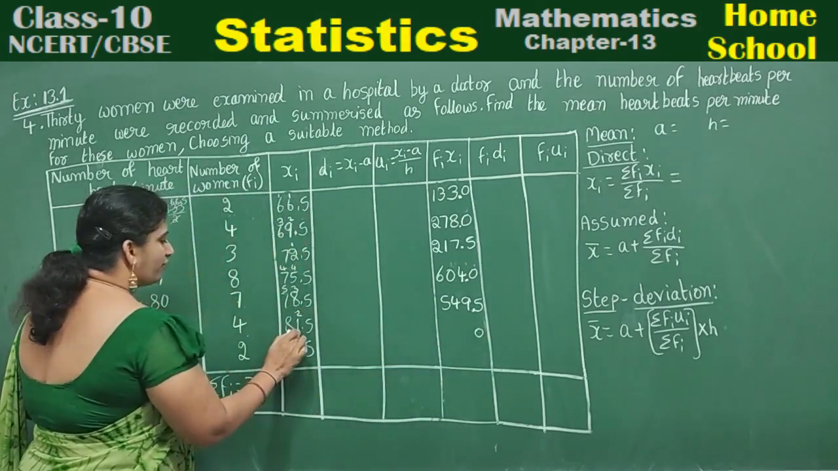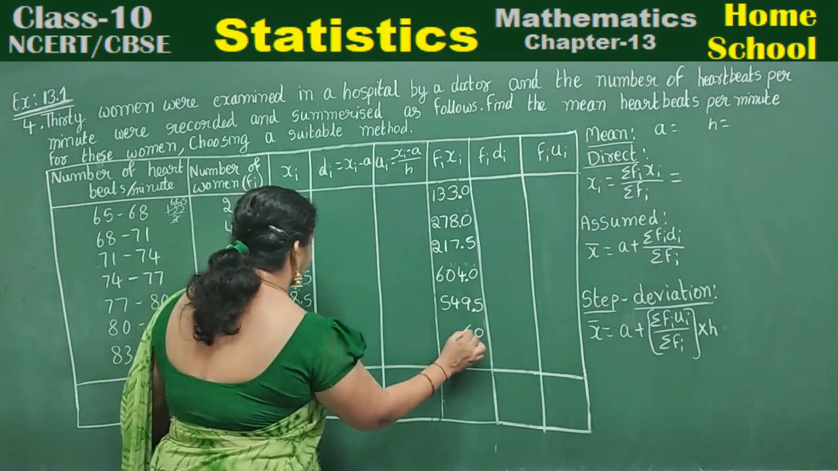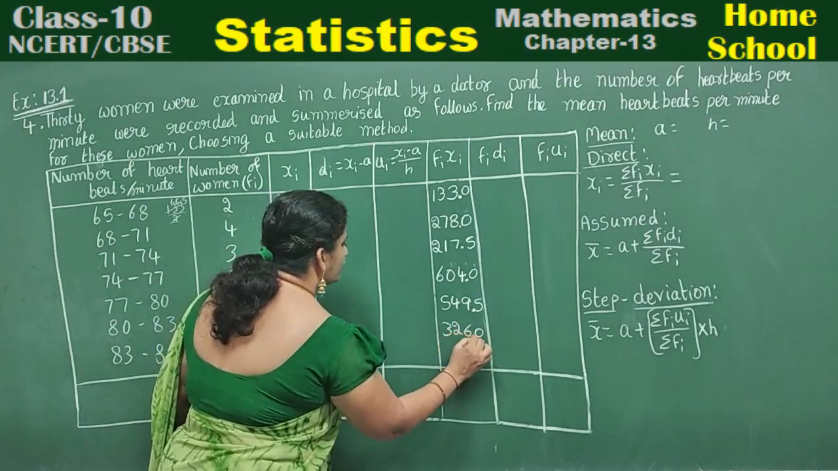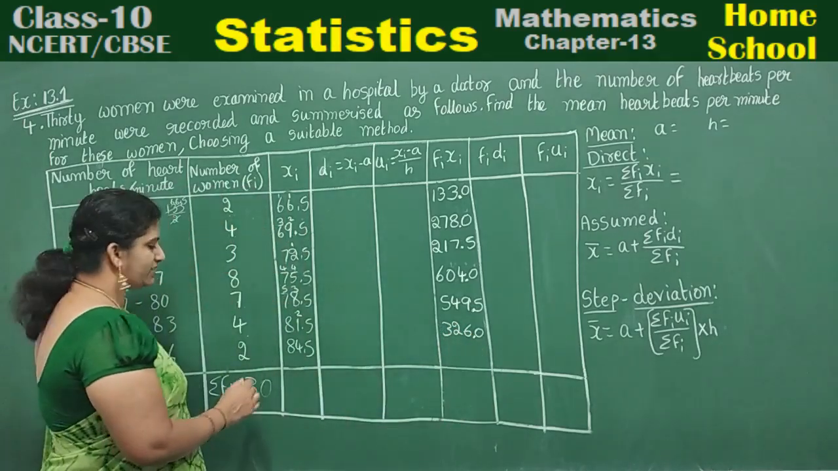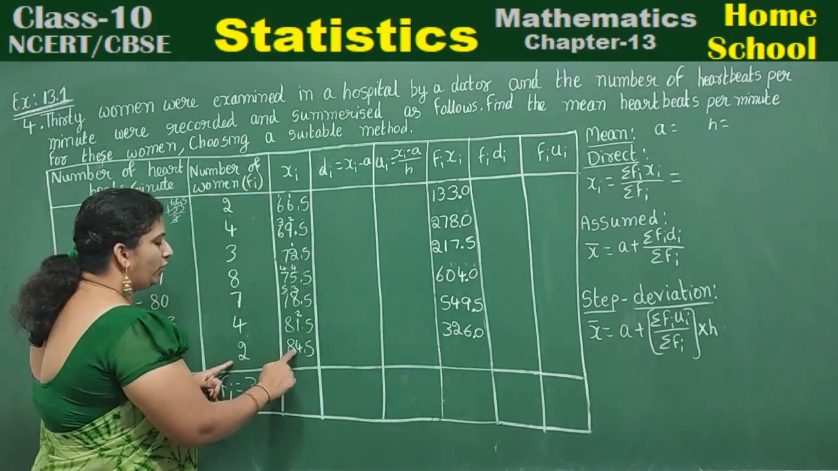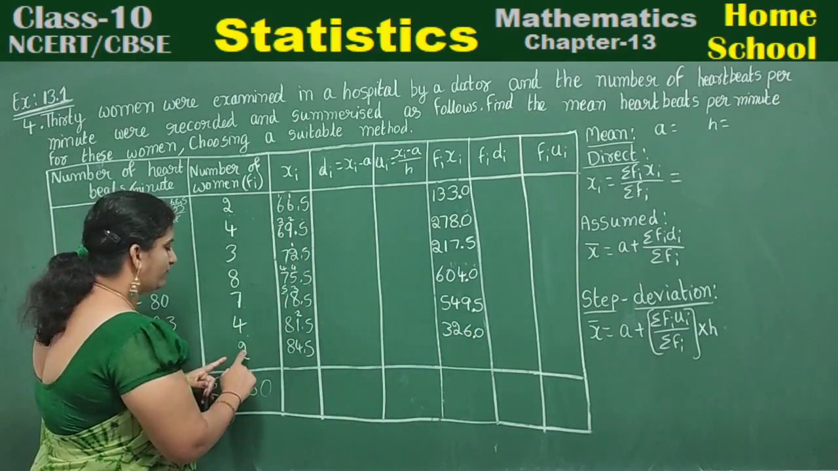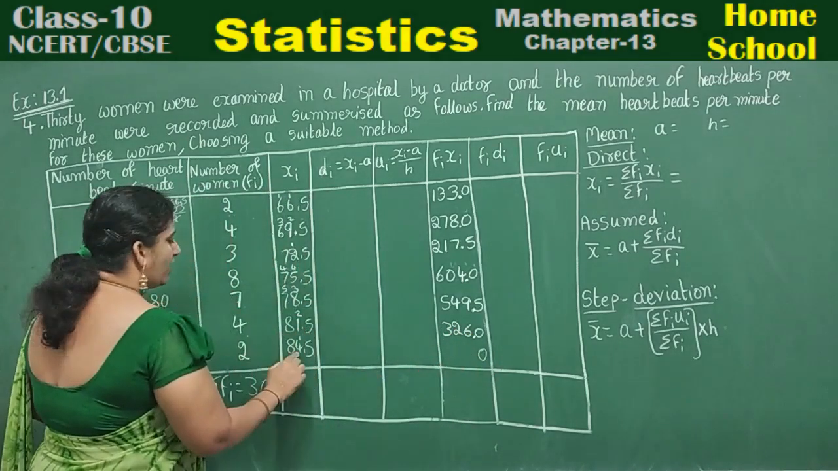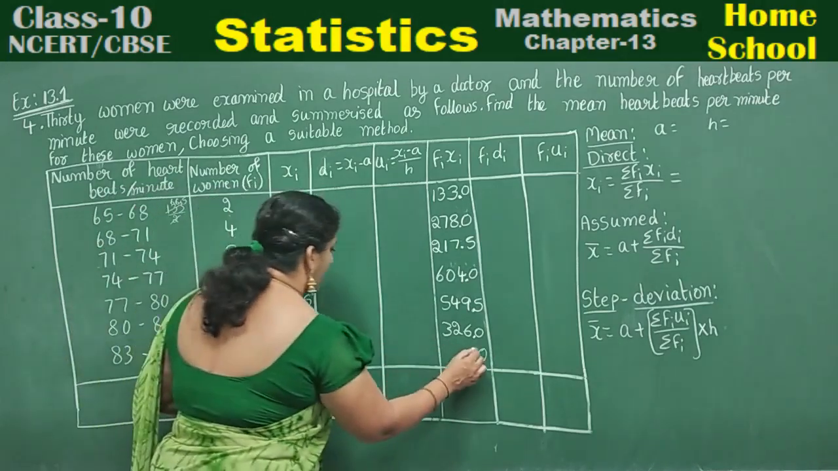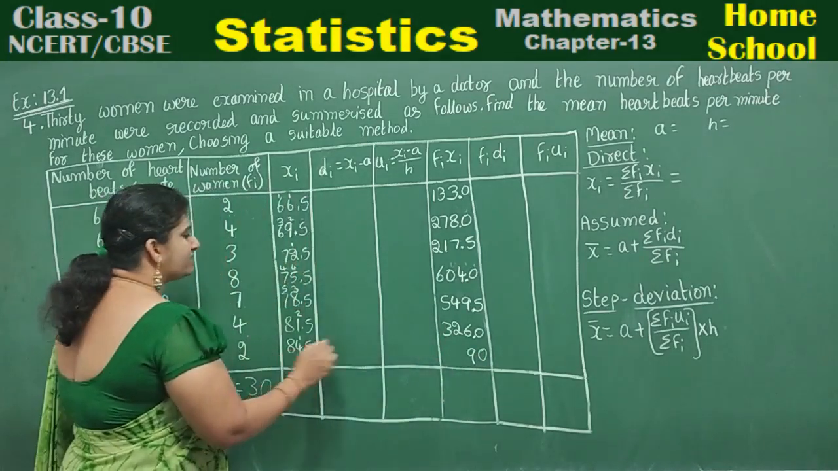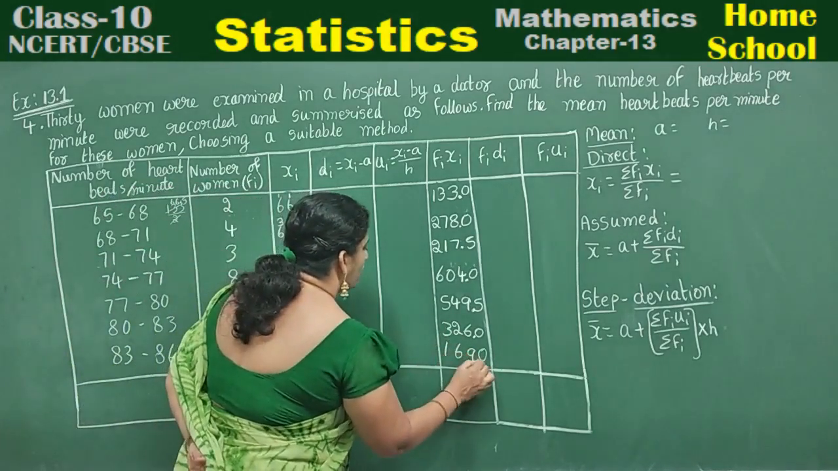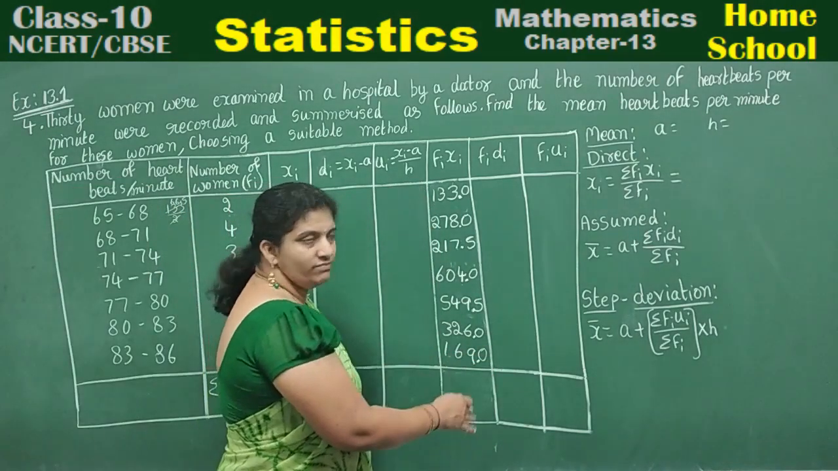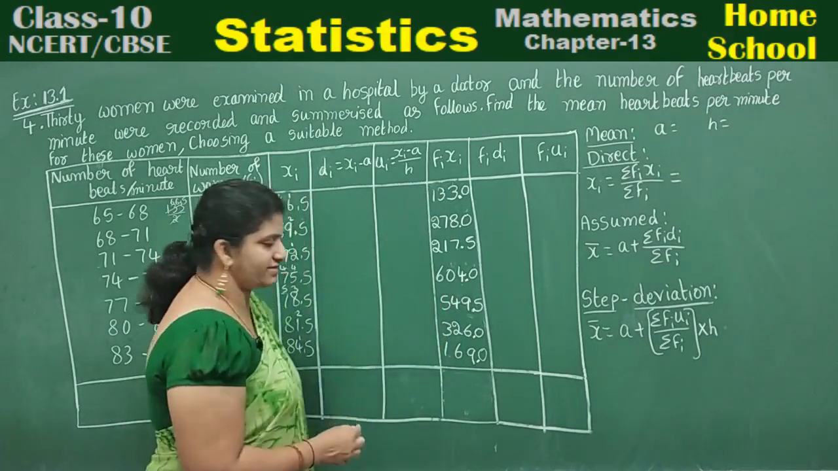4 into 81.5. 4 5s are 20. 4 1s are 4. 4 plus 2, 6. 4 8s are 32. 326.0. 2 into 84.5. 2 5s are 10. 2 4s are 8. 8 plus 1, 9. 2 8s are 16. 169.0.